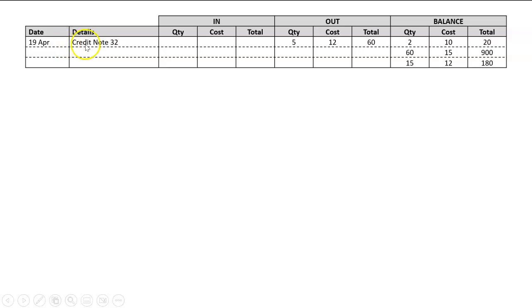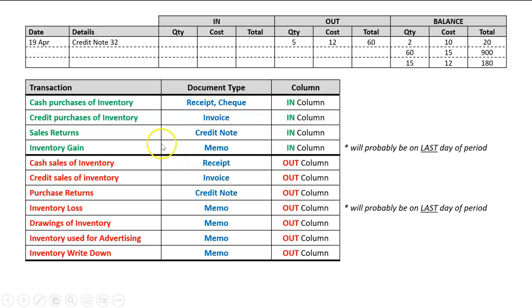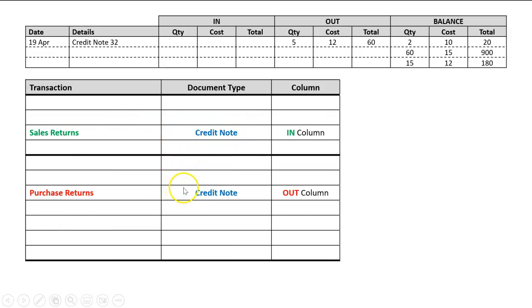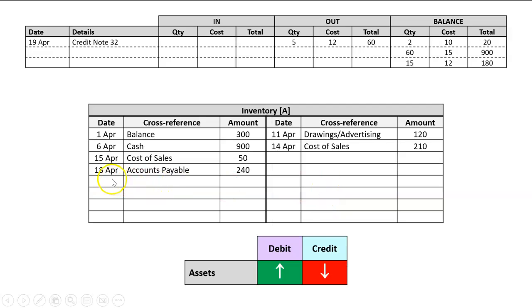We've got 19th of April, details of a credit note in the out column for $60. Credit note is either a sales return or a purchase return. This one's in the out column, so it's got to be a purchase return. So we are returning inventory back to our supplier. That is called an accounts payable. So this one is going to do the opposite of this one here. This one here, we bought inventory from accounts payable. Here, we're sending it back to accounts payable, and we're doing $60 there.